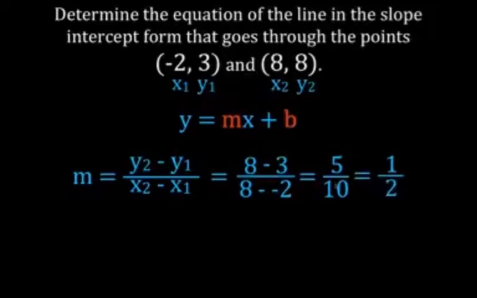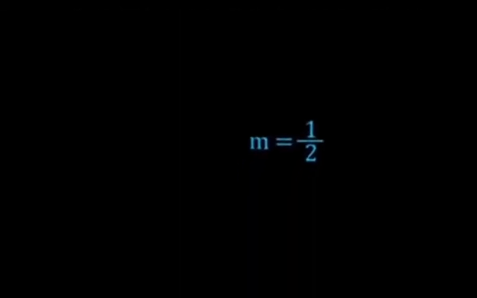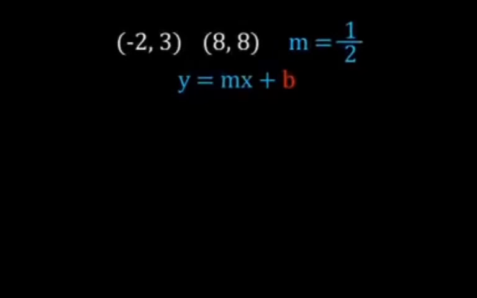So my gradient or slope is 1 over 2, as we can see displayed on the screen. So the next thing is to find our b. How do we obtain the value of our b? Remember, like we did before, we could use either of the 2 points.